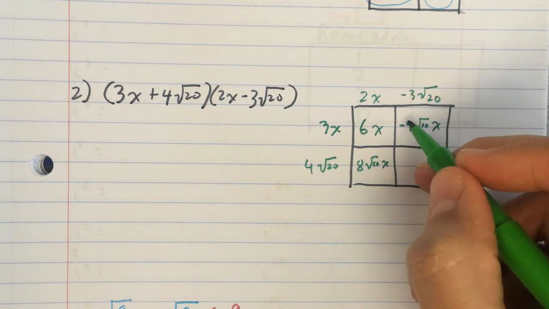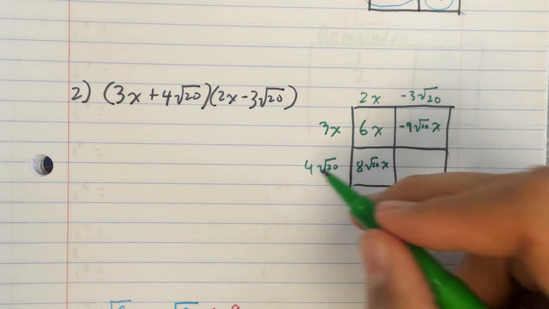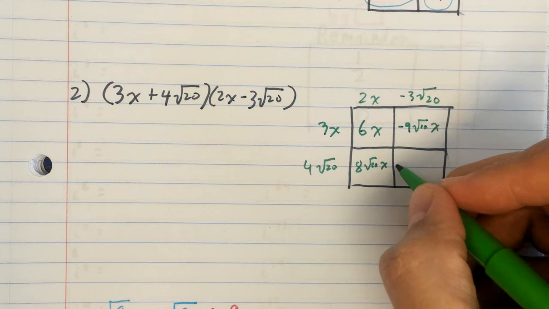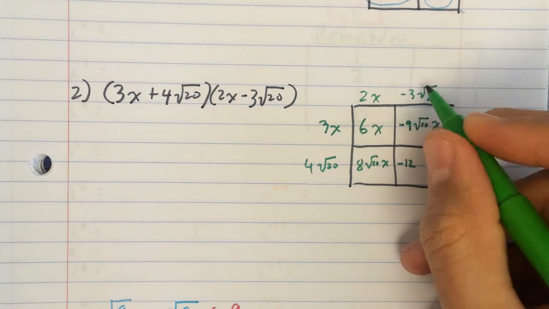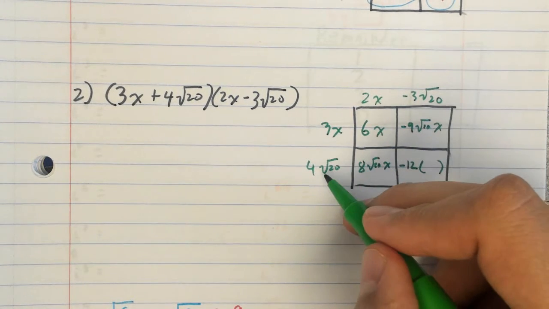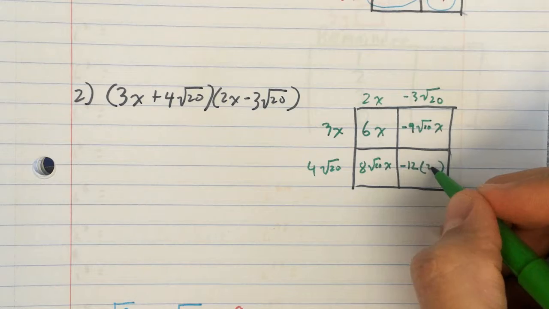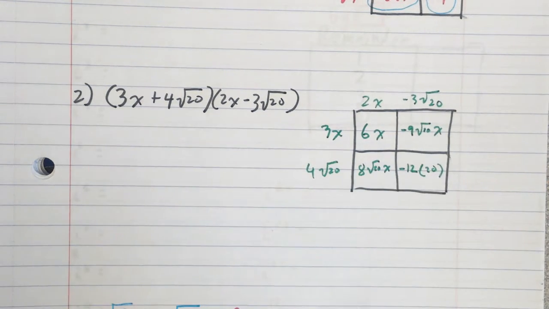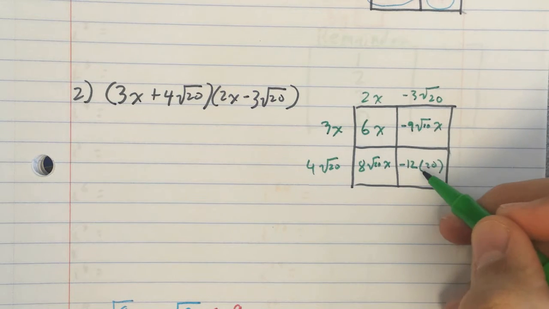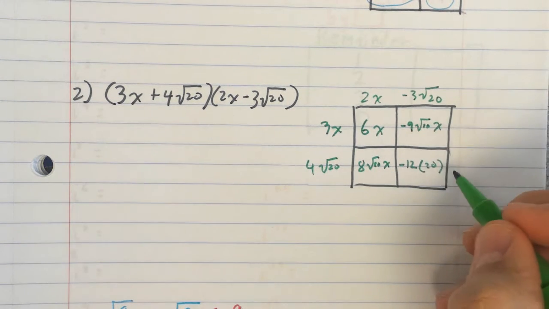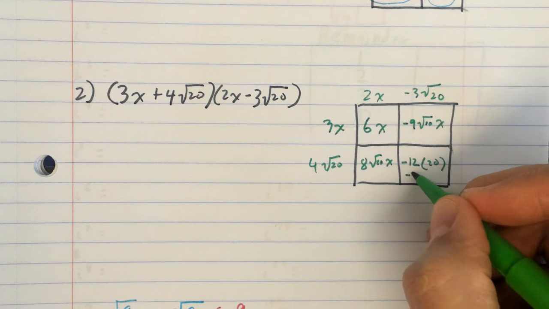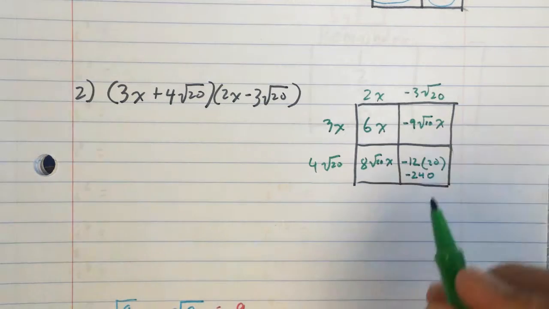Now for the square roots, we're going to do negative 3 times 4, and that is going to be negative 12. And then when I have the square root of 20 times the square root of 20, that's going to get me 20. So it's going to remove that square root sign. When I multiply negative 12 times 20, that's negative 240.